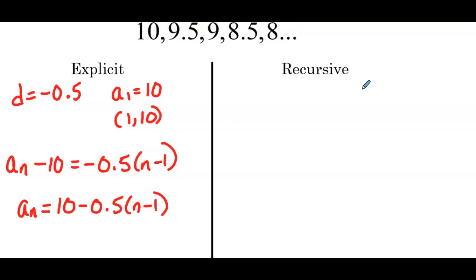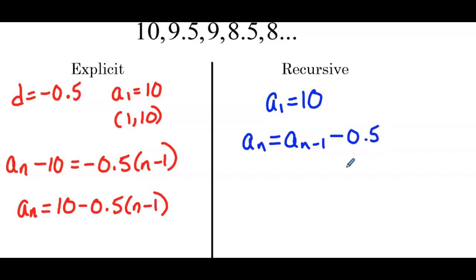Now recursively, we start by defining the first term, so a sub 1 equals 10, and then we need to relate the terms together. So if I want the next term of the sequence, a sub n, I take the term before it, which is a sub n minus 1, and we notice that the common difference was to subtract 0.5. And here we have our recursive definition.